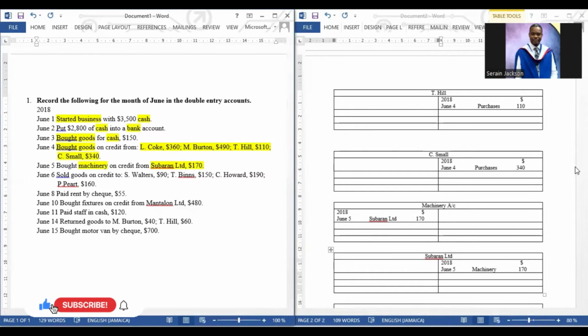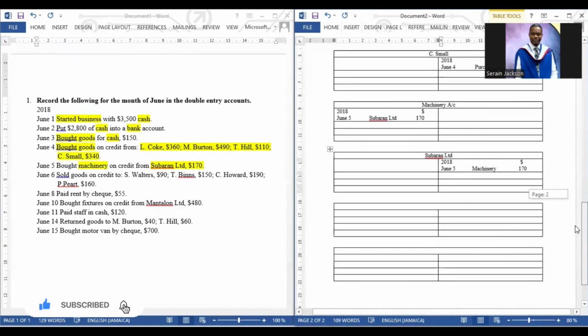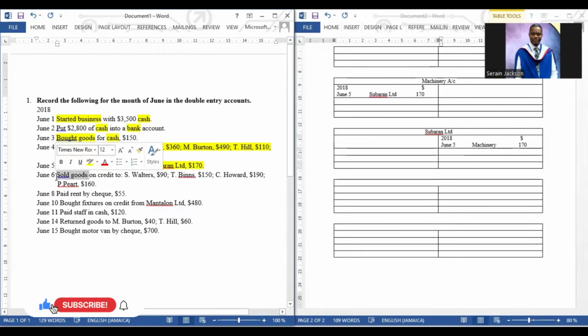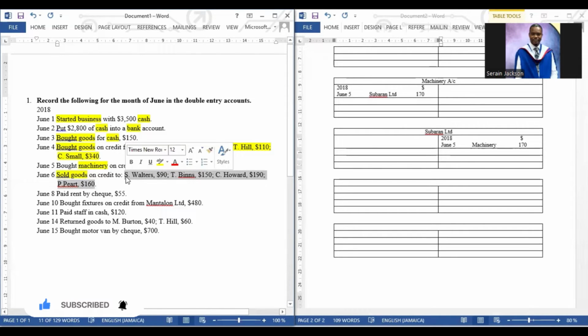Now look at June 6. June 6 is another one like June 4, right? You are selling goods on credit. The clue coming from sold goods. When you see sold goods, you know we're talking about sales, and you're selling goods on credit, right? These are what you would call now your debtors, and the reason why you would call them your debtors is because they owe you money, right? So just like with the creditors, you don't write credit account, you write the name of the creditors. In this one, likewise, you don't write any credit account, you write the name of the debtors.